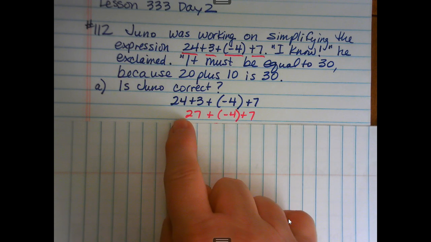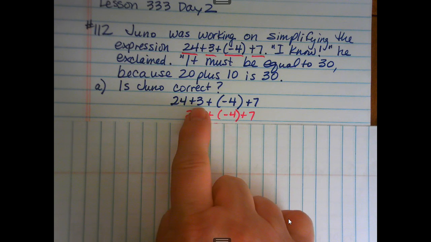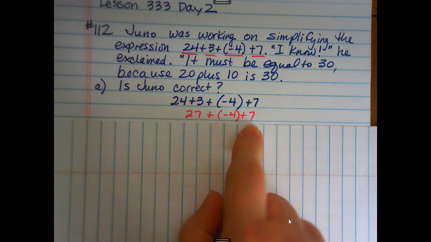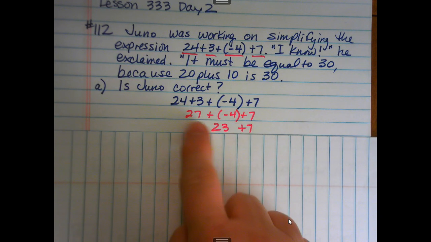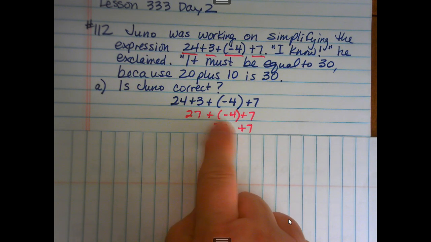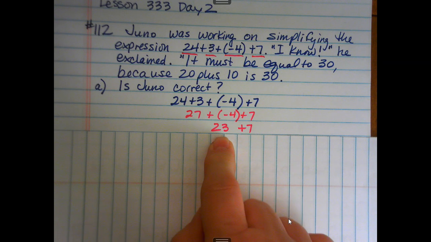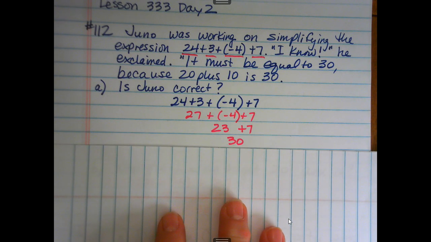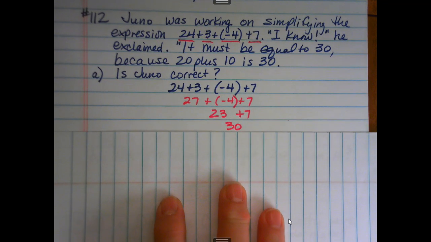So when I do this math, I end up getting 24 plus 3 equals 27. Bring down my -4, bring down my 7. Then I work the next step. 27 plus -4 gives me 23, plus 7, and I end up with 30. So yes, Juno is correct.